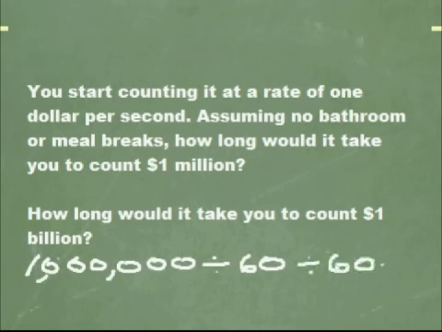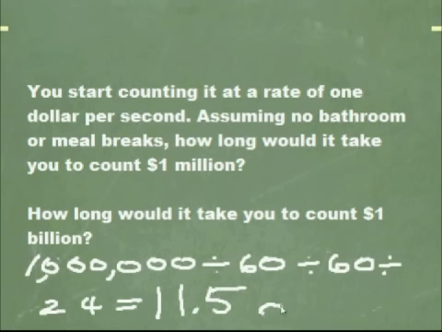Well, I'm going to take a million and divide it by 60 to get to minutes, divide it by 60 to get to hours, divide it by 24 to get to days. So $1,000,000 would take, let's see, divide by 60, divide by 24. That's going to take about 11.5 days.